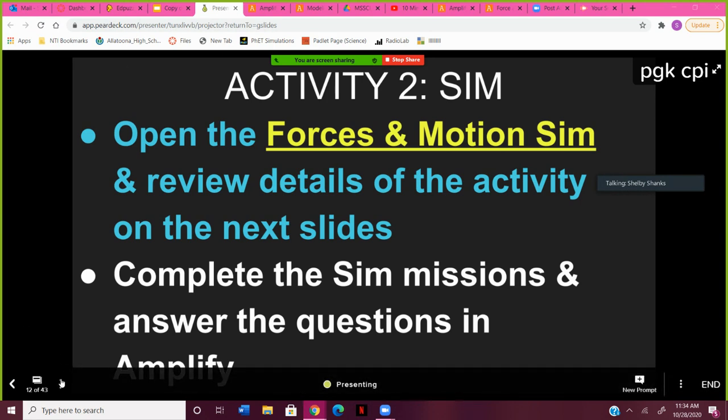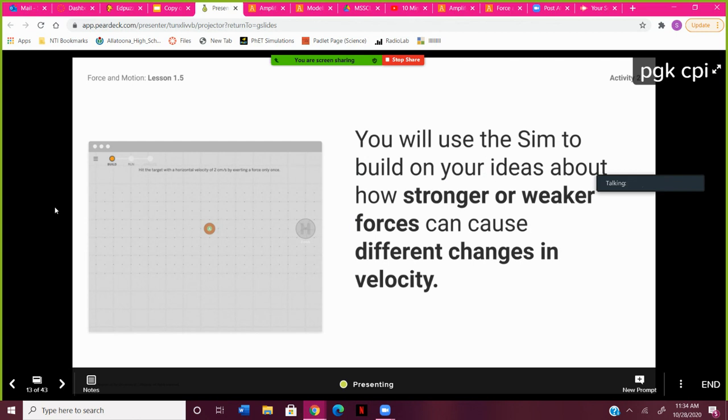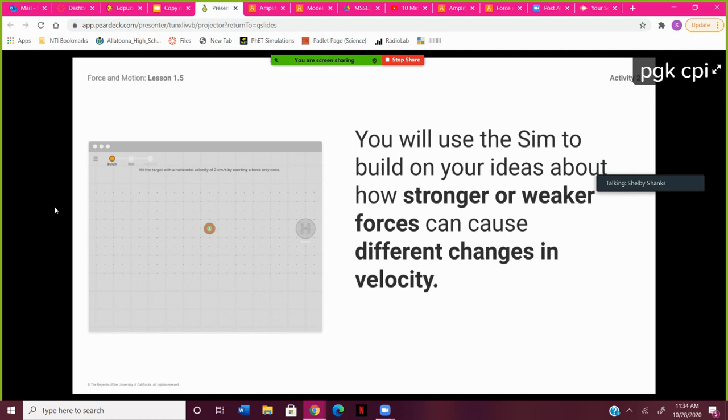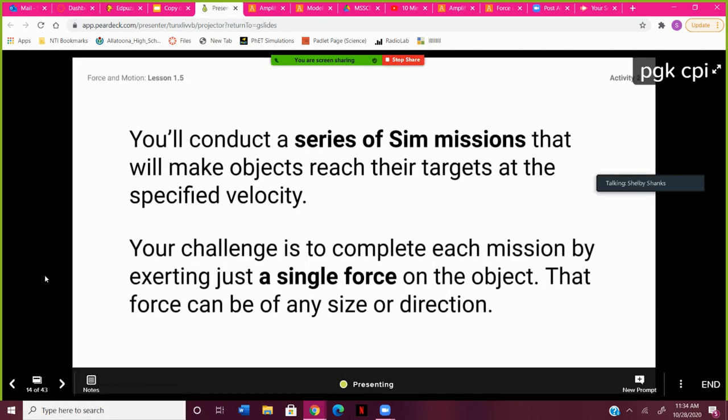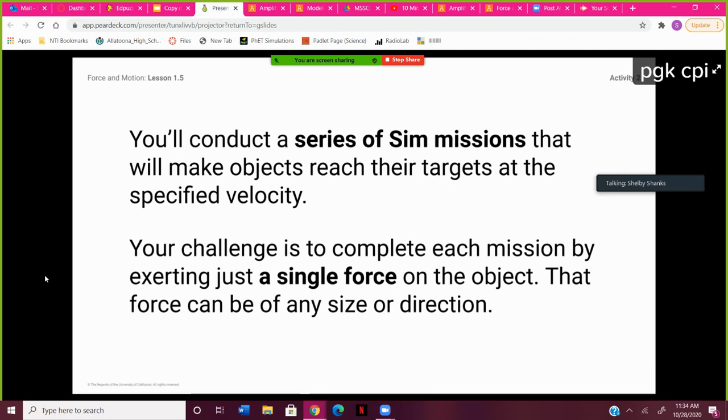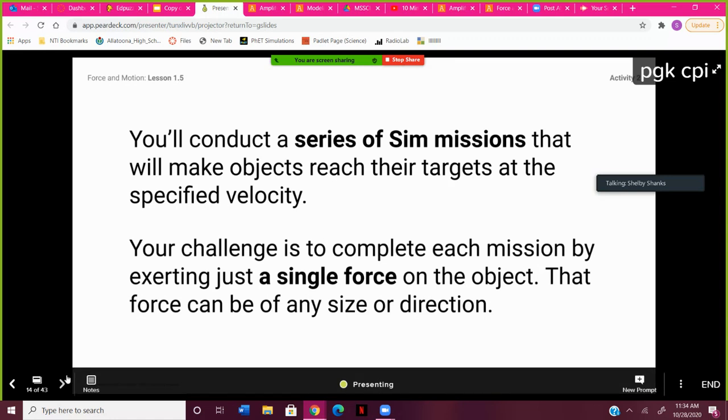Okay, so we're going to do a few missions in this simulation. All right, so you guys will use the sim to build on your ideas about how stronger or weaker forces can cause different changes in velocity. All right. So we are going to conduct a series of sim missions that will make objects reach their targets at the specified velocity. So your challenge is to complete each mission by exerting a single force on the object. And so that force can be any size or direction.